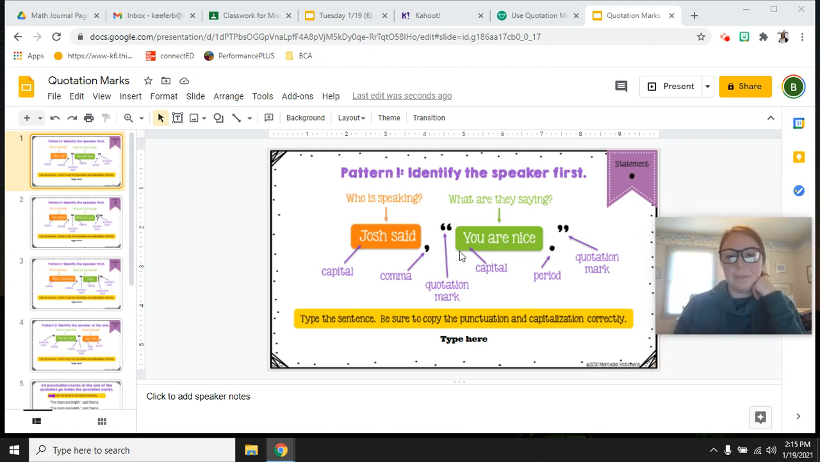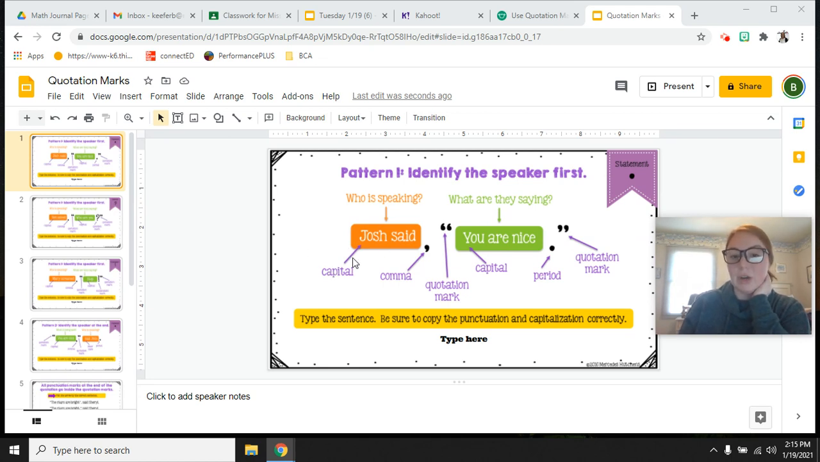So if you look here, remember that if the speaker is first, so here's who's speaking, Josh said, that's also called the tag. After the tag or who is speaking, you always put that comma. Remember, there's going to be a comma separating the tag from the quote or what they're saying. Then after the comma, you're going to have the quotation mark, a capital letter, what they're saying, their exact words, and then some sort of punctuation mark. Here we have a period and then the quotation mark. Okay, so this is a statement.